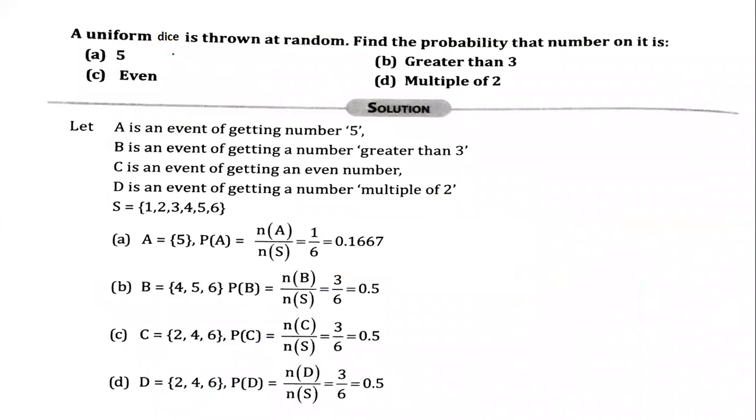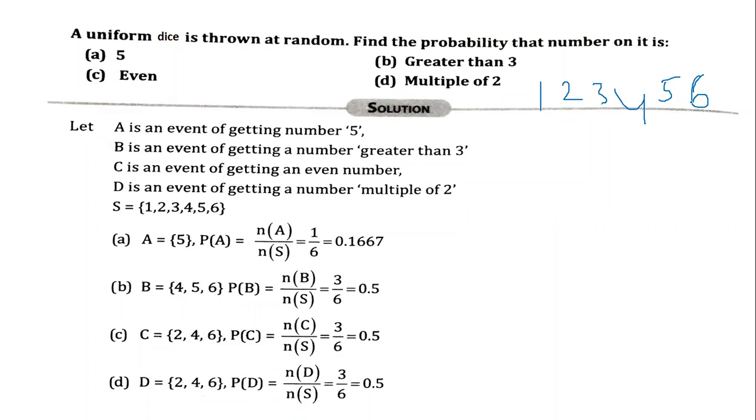A uniform dice is thrown at random. Find the probability that the number on it is, first question is 5, greater than 3 is the next question, even numbers is the next question, and multiple of 2. Now before getting into the sub questions, let us understand the main question. The uniform dice, now dice will have 6 numbers, correct? 1, 2, 3, 4, 5, 6. So when we roll the dice, we will get a number at random. Now they are asking what is the probability of us getting the number 5.